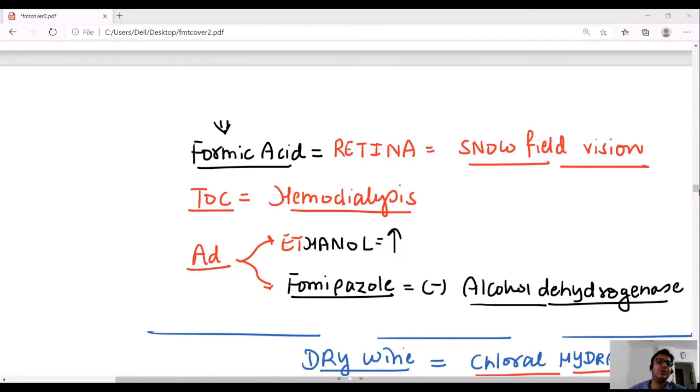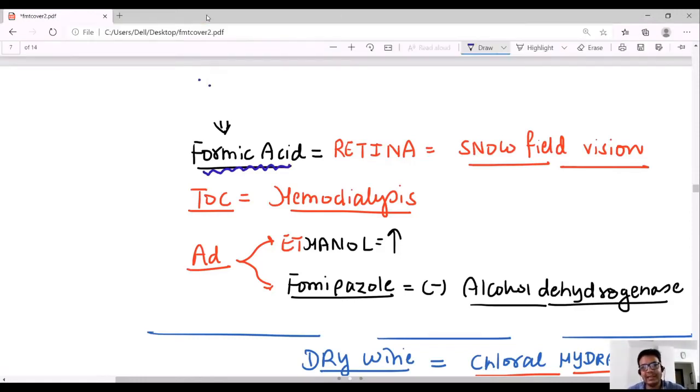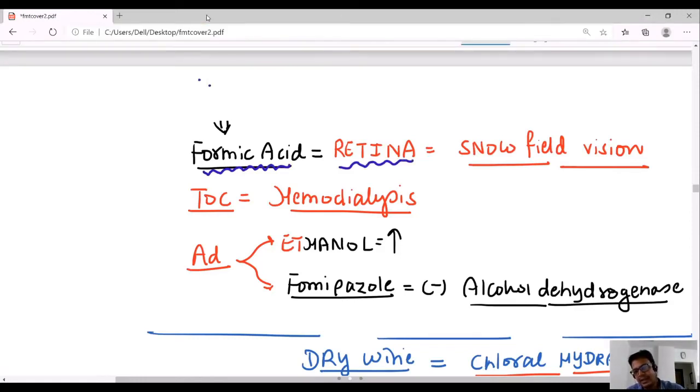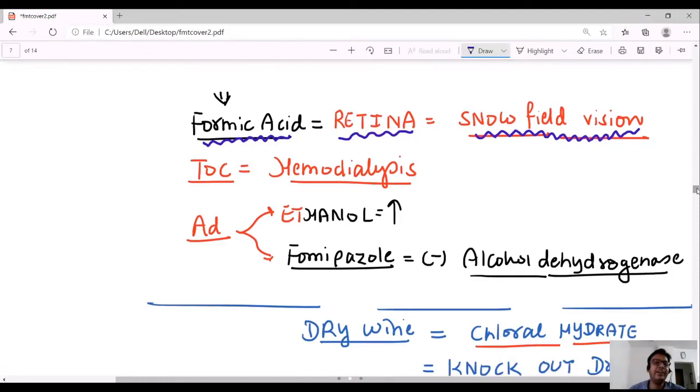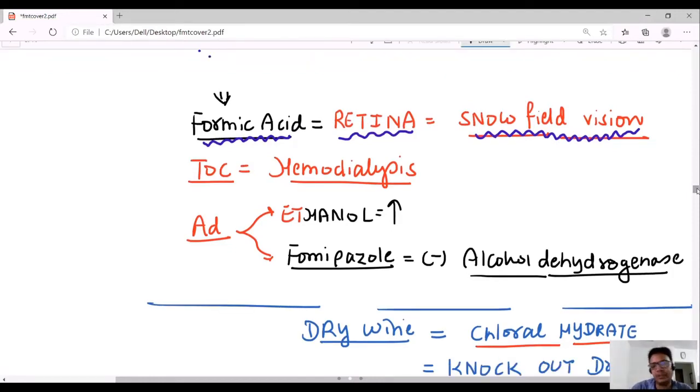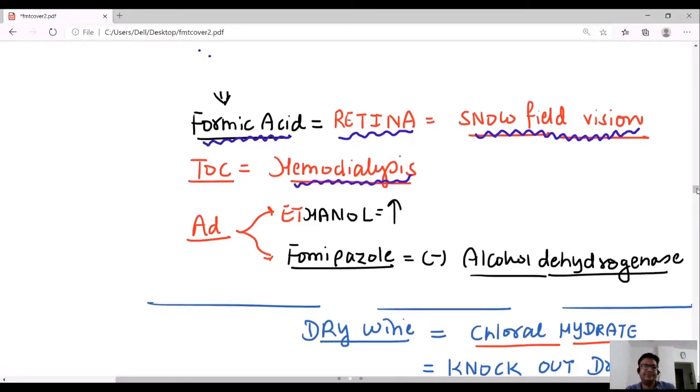Methanol in your body forms formic acid. Formic acid attacks the retina. In the retina, it causes snow-filled vision. Snow-filled vision is seen in methanol poisoning. Treatment of choice for methanol poisoning is hemodialysis.